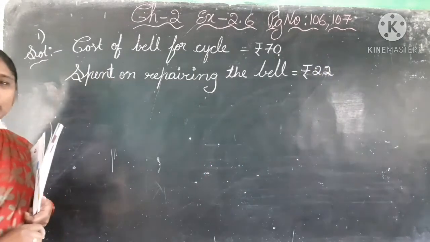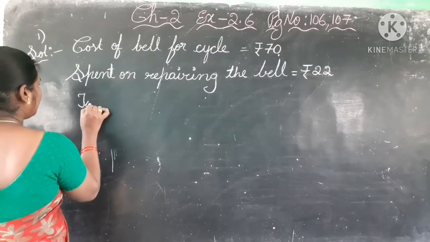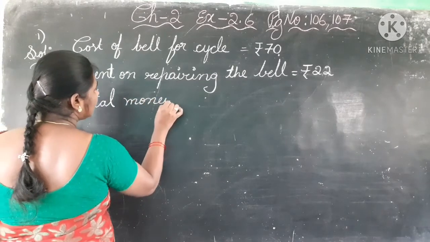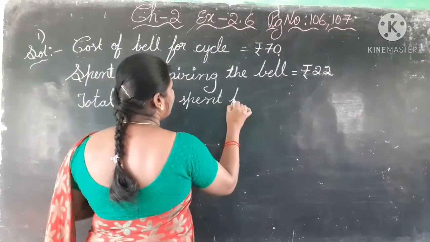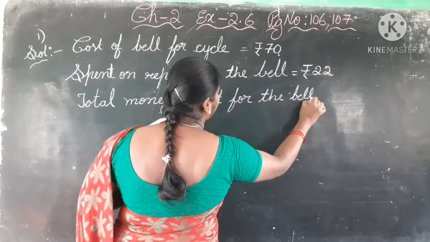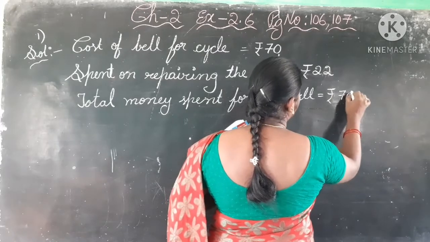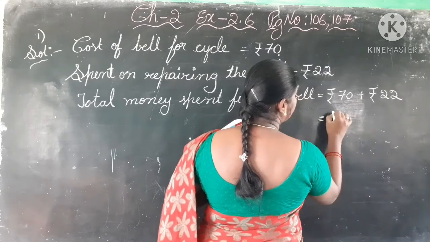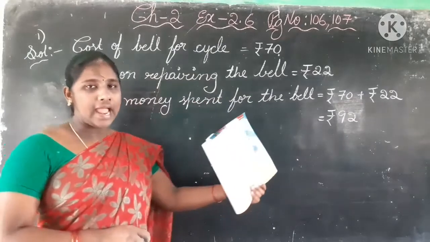For repairing, how much money did he spend? 22 rupees. Total money spent for the bell. Total how much money did he spend for the bell? 70 rupees plus 22 rupees. So total how much is it? Add these to get 92 rupees. He spent 92 rupees for the bell.